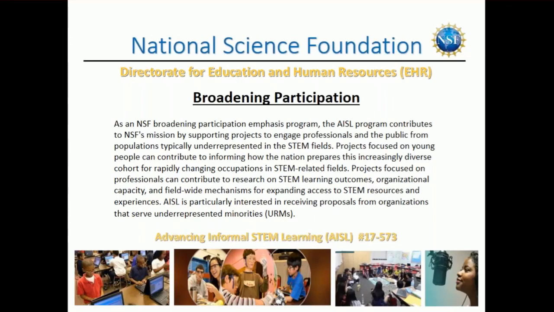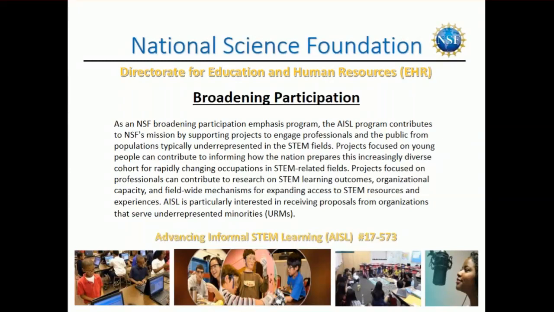This is not, by the way, in order of importance to us. This is just a listing of the priorities, and it's in a nice position for us to transition to the next slide, which is specifically about broadening participation.